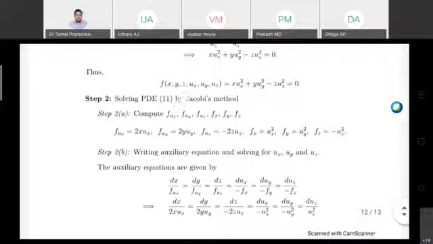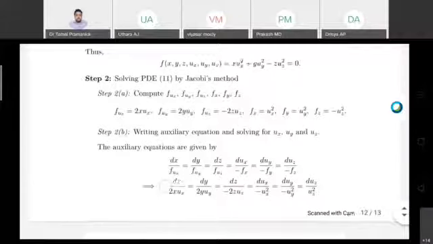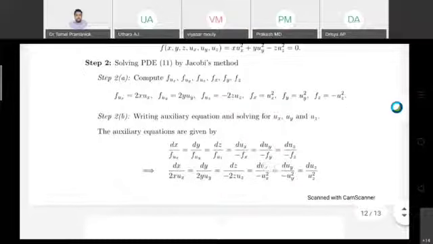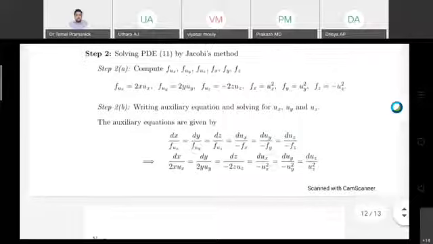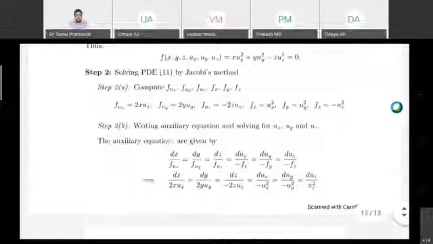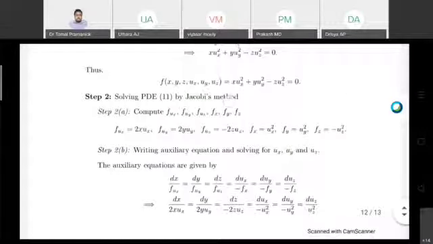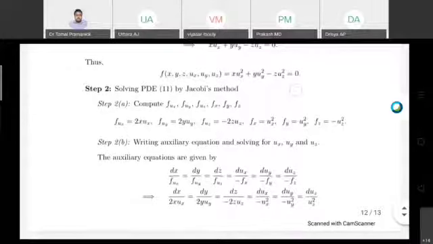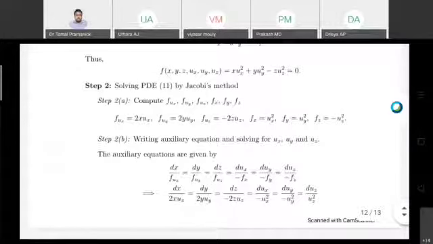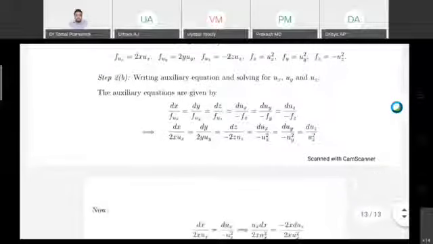After writing this, the auxiliary equations are dx by fux, dy by fuy, and similarly the others. After calculating this, you will get this, because fux is what? Fux means 2x ux, and the remaining terms will be 0 because there is no u. Similarly, you can find the others. After putting this, you will get this.